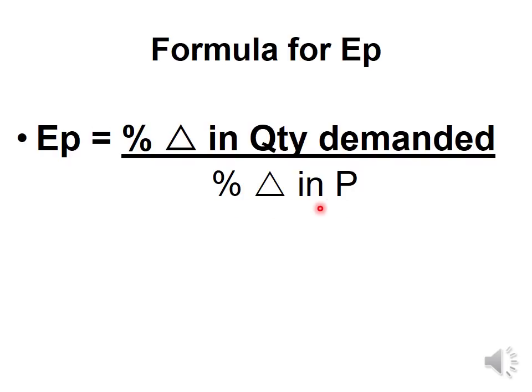This is our event. That means what is the percentage that the price has changed. So the denominator is our event, and the numerator is our outcome. So when there's a change in price level of the good or service at the bottom, how much more or how much less do people buy? That is what is being measured on top.